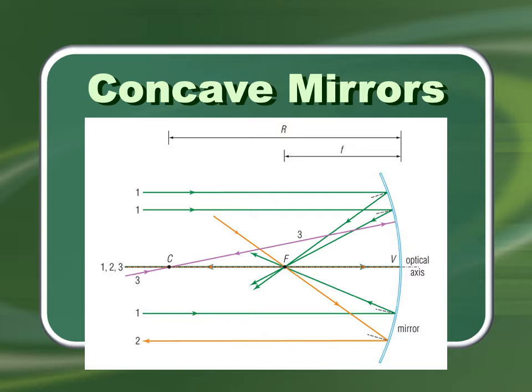And what you notice about all of these, they're coming in parallel to the optical axis, bounce off the mirror, and go through the focal point. You see that? They go through the focal point. So all of these lines go straight into the mirror and then bounce through the focal point.